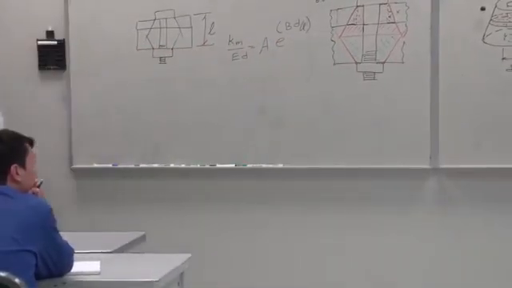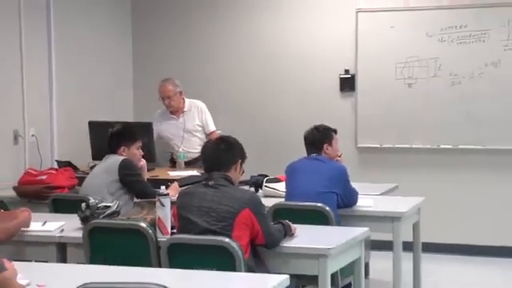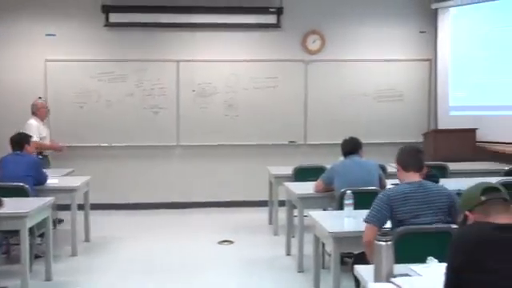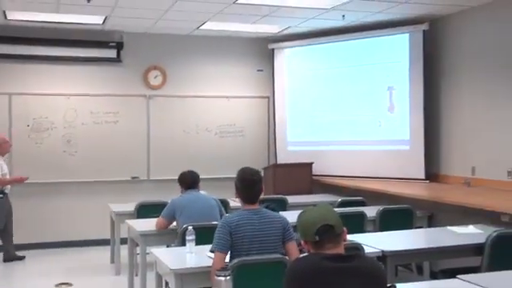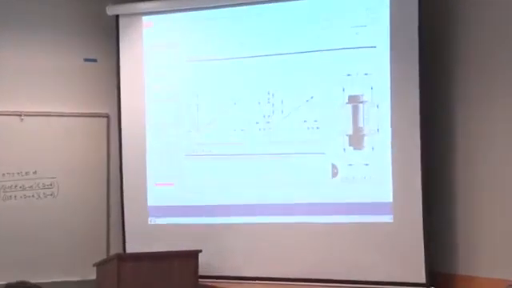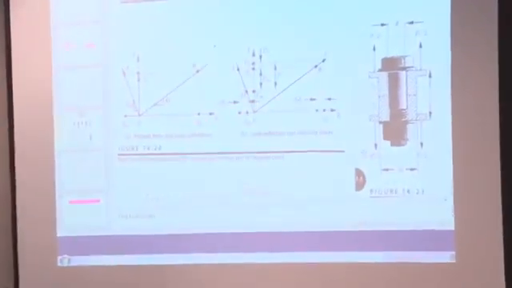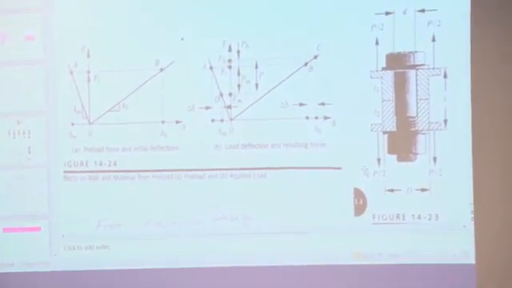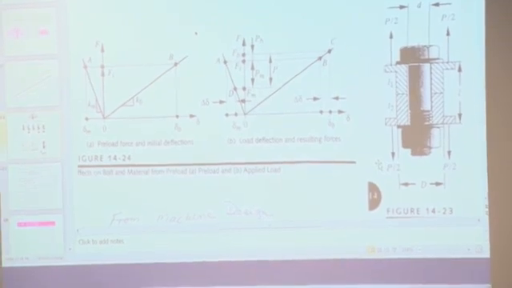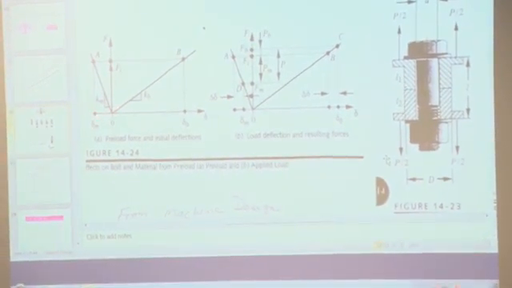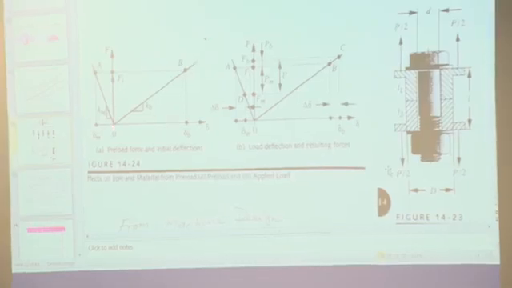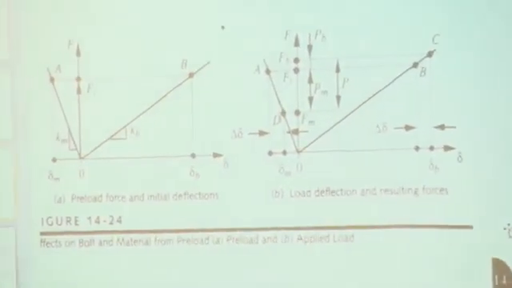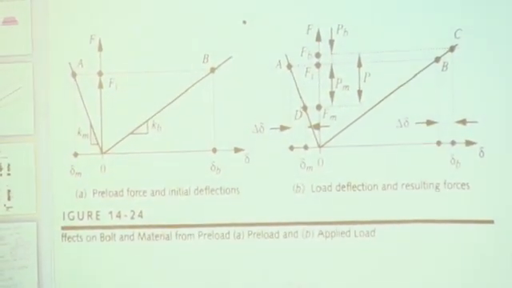Now, same thing. Let's take a look at a graphical approach to that very same problem. This is a force deflection diagram. To the right is the bolt, because its deflection is positive. It is under tension. To the left, negative, is the member.